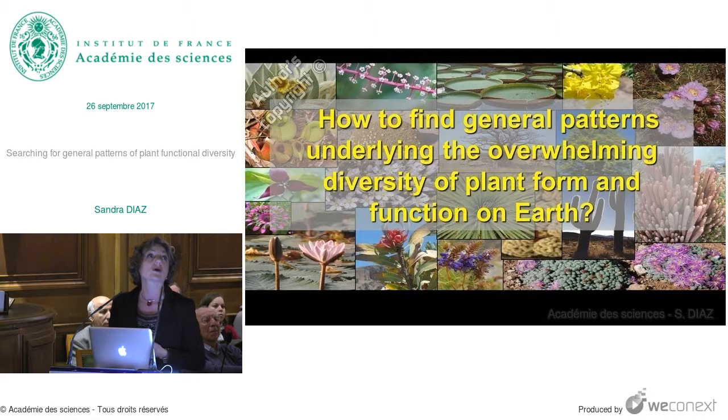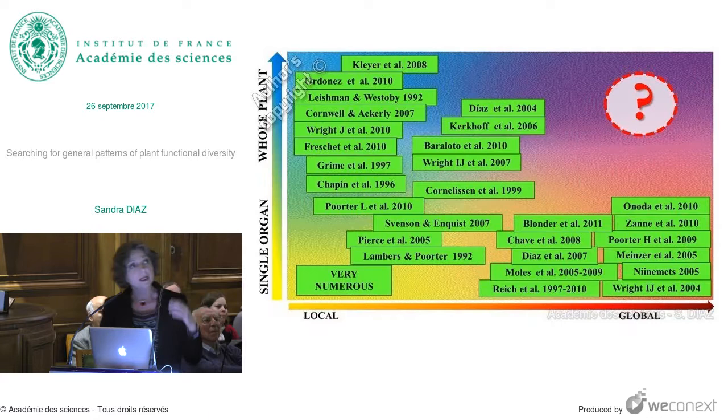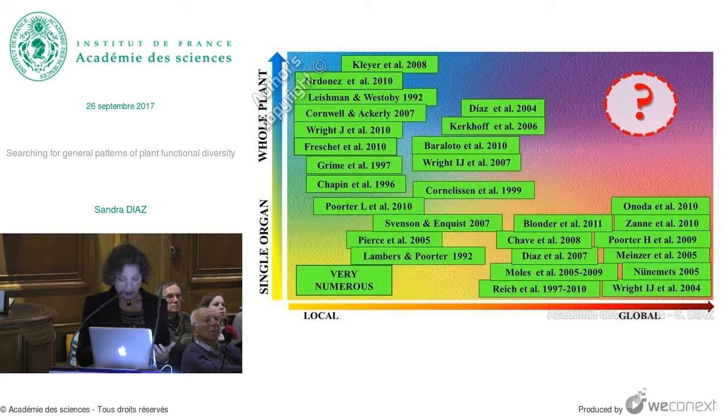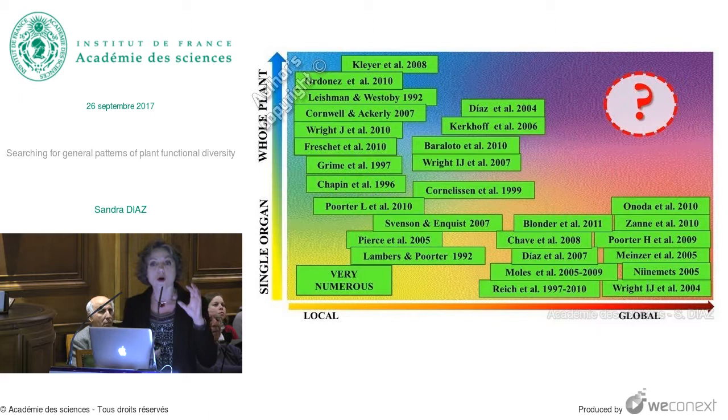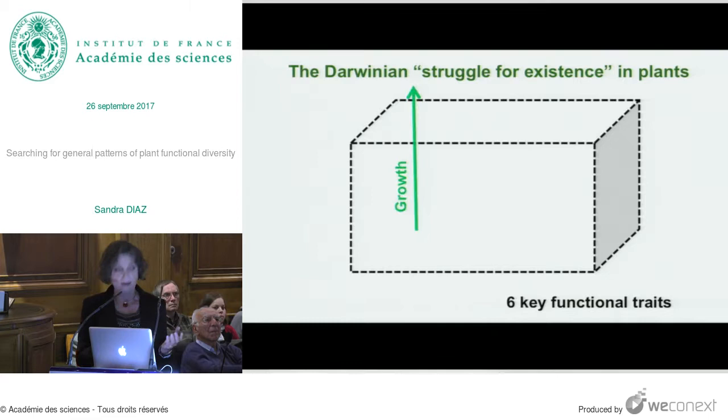And this quest for general syndromes of plant functional specialization has a very long history. These are just some of the prominent examples throughout the 20th century. And these ideas have been tested repeatedly in an empirical way. But information beyond single plant organs and beyond local restricted floras is still lacking most of the time. So we decided to go for this gap. We wanted to identify general syndromes of plant adaptive specialization at the whole plant level and at the global scale. We also wanted to include all three dimensions of a plant's Darwinian struggle for existence, which are growth, survival, and reproduction.